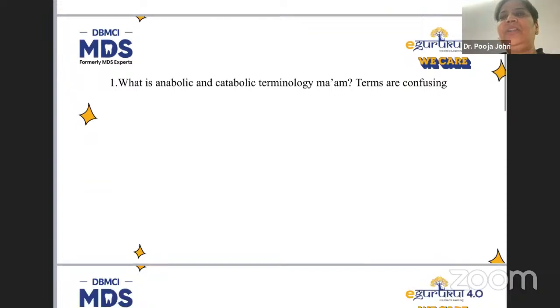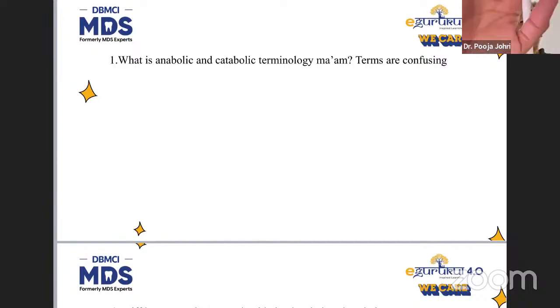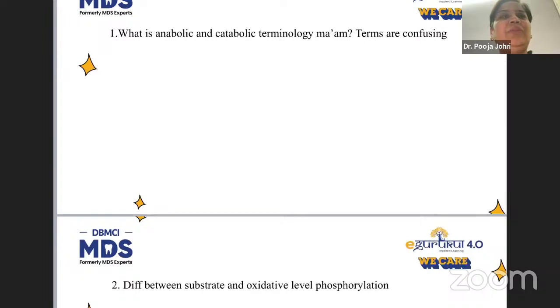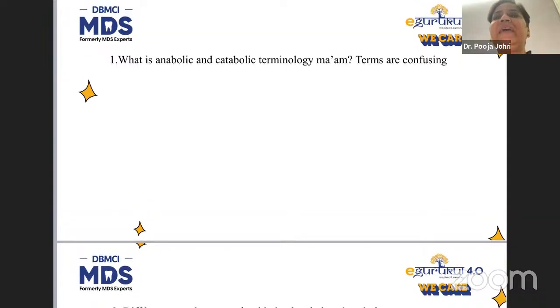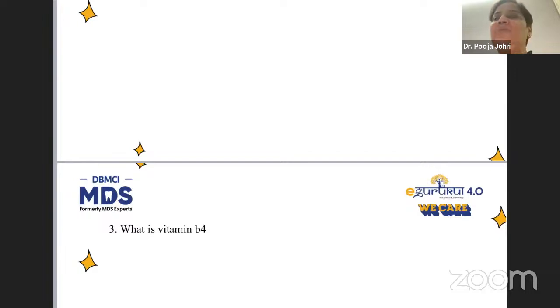So today I got three doubts overall. I'll just say the doubts. Question number one is, what is anabolic and catabolic terminology? Is my screen visible to all of you? This is doubt number one. What is anabolic and catabolic terminology? Second is the difference between substrate and oxidative level phosphorylation. And third is, what is vitamin B4.